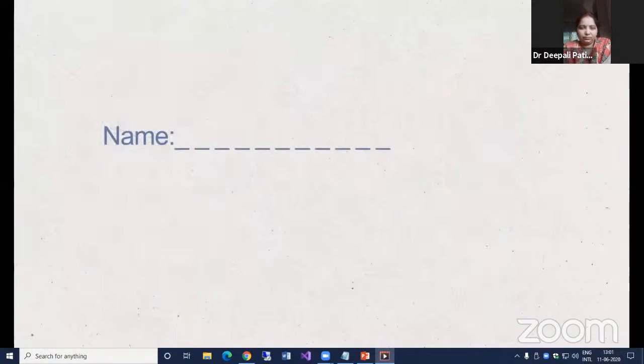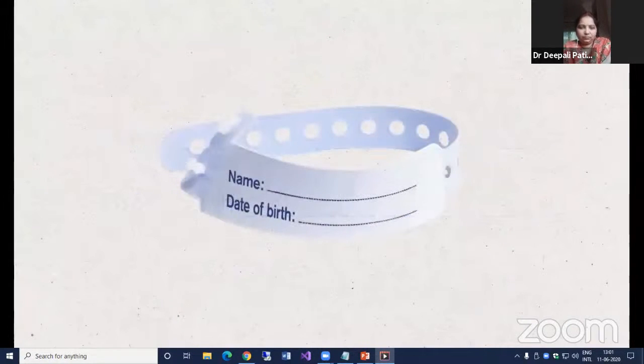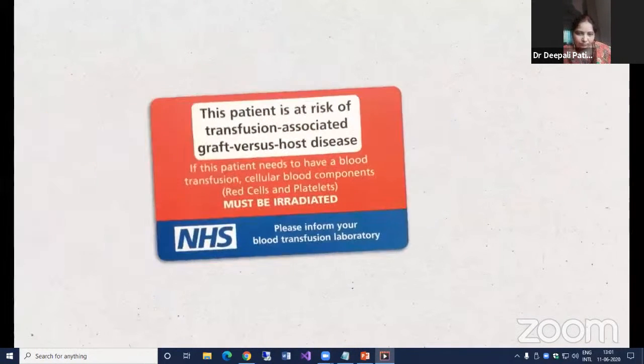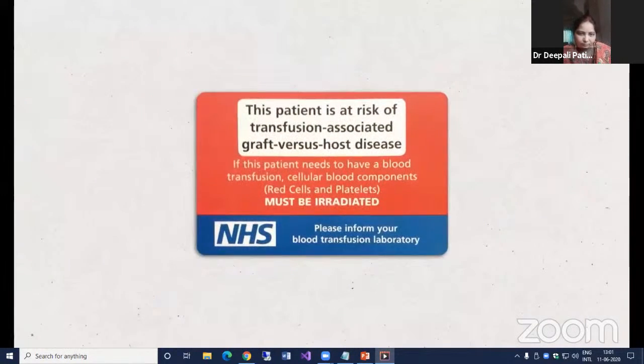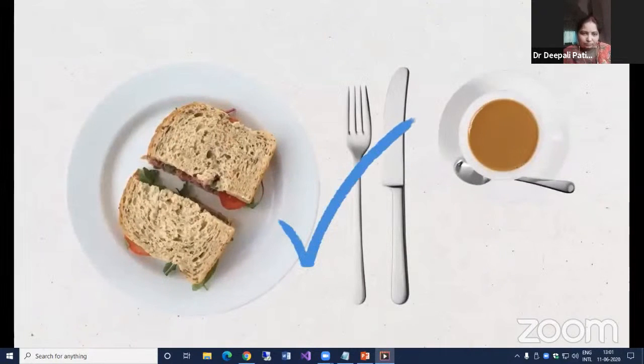You'll be asked to state your full name and date of birth. If you're an inpatient, wearing an identification band with your correct details is essential. If you're an outpatient, you will not usually be given an identification band. Some people will be given a card when they have their blood transfusion to say that they can only get specific types of blood. You need to keep this card safe and show this to your nurse or doctor. You can eat and drink normally before your transfusion.